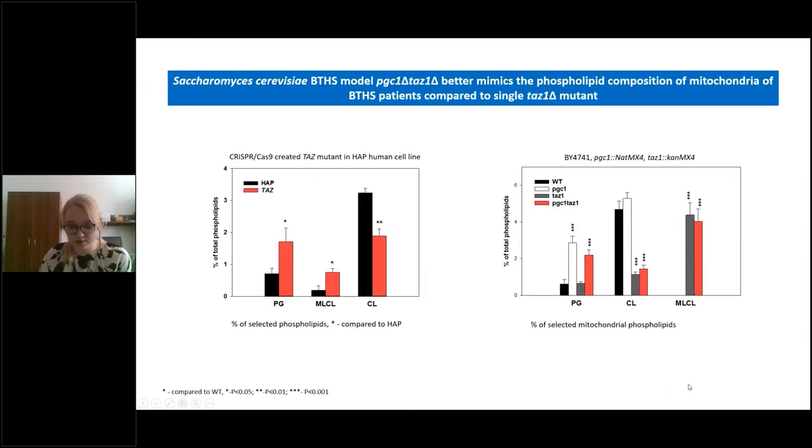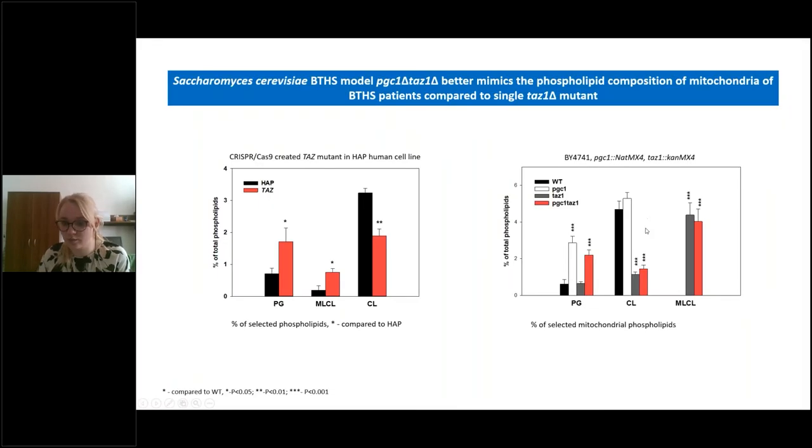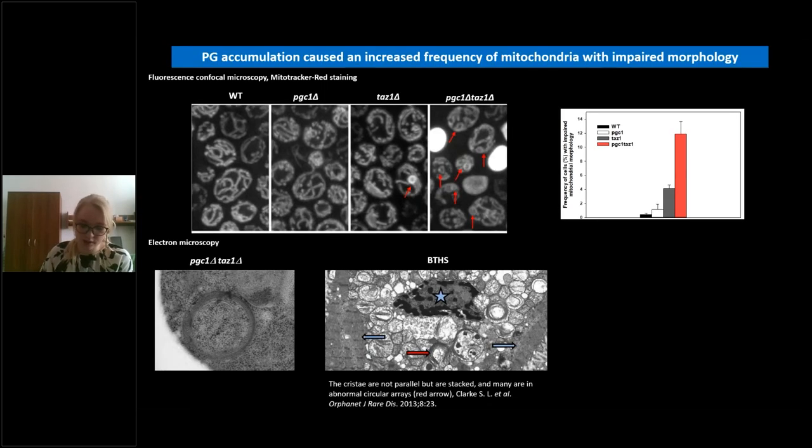In these pictures, you can see a comparison between the human cell line TAZ mutant and the double mutant pgc1 taz1 prepared in yeast, and the mitochondrial phospholipid profile, I don't know if you can see this, in the yeast double mutant is much more similar to the TAZ mammalian cell model than is taz1. Subsequently, we looked at how increased PG levels affect some mitochondrial functions in taz1.